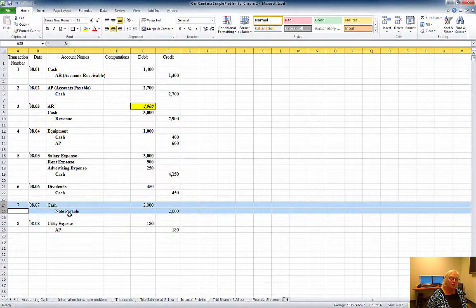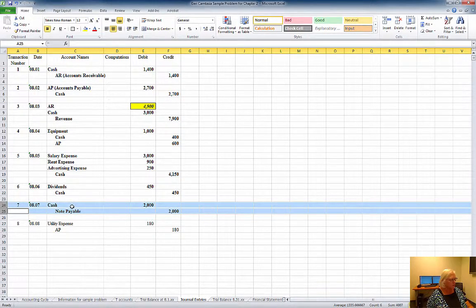The note is a written promise to pay within a certain amount of time. Usually interest is charged and you're making payments over time. The accounts payable is non-written, and you just agree to pay usually by the end of the month.